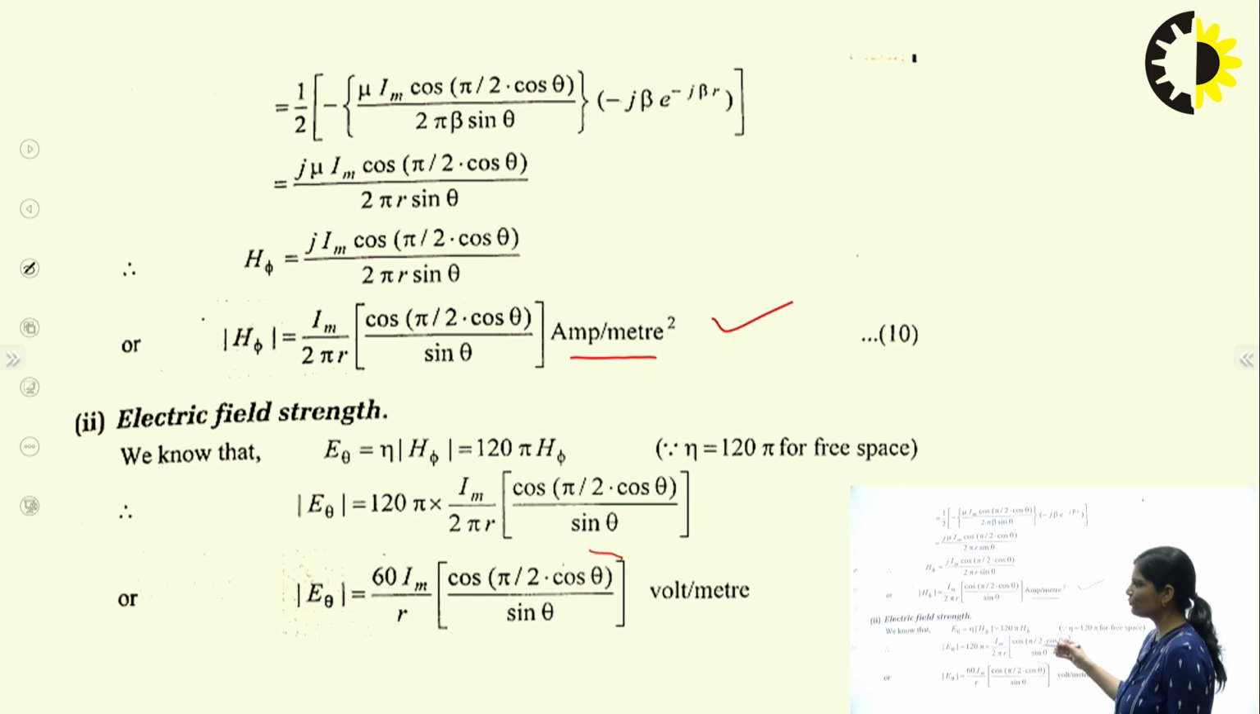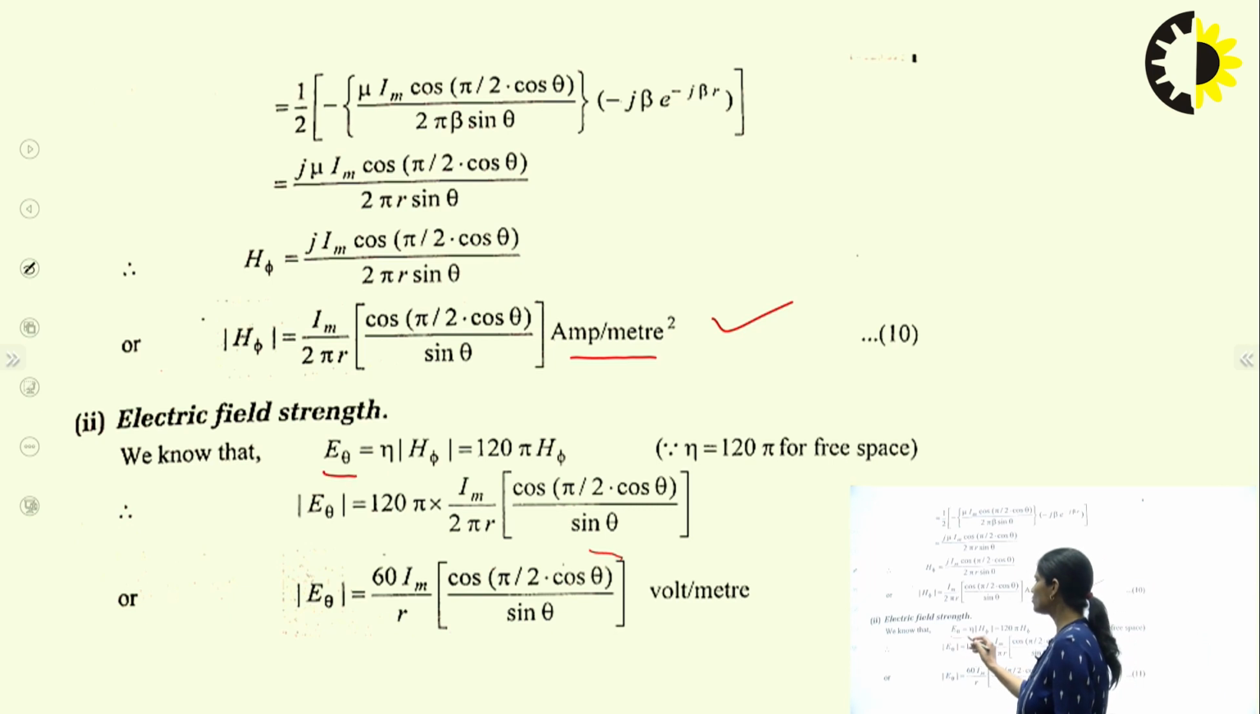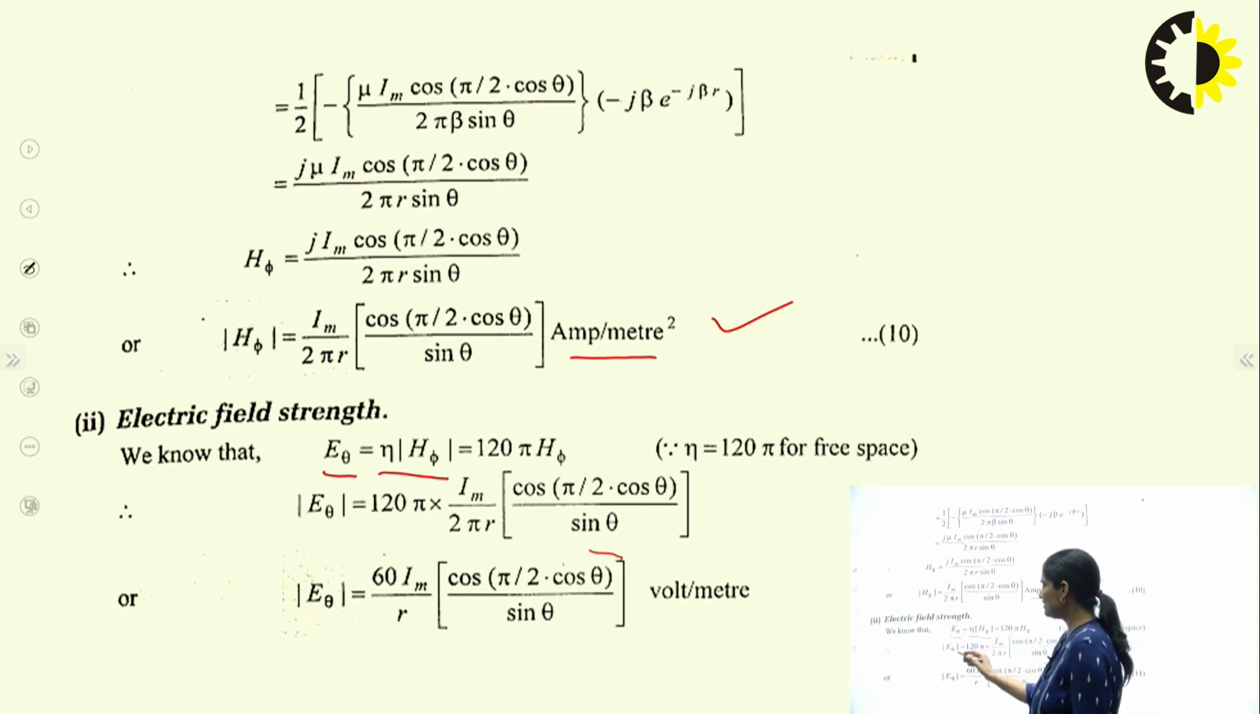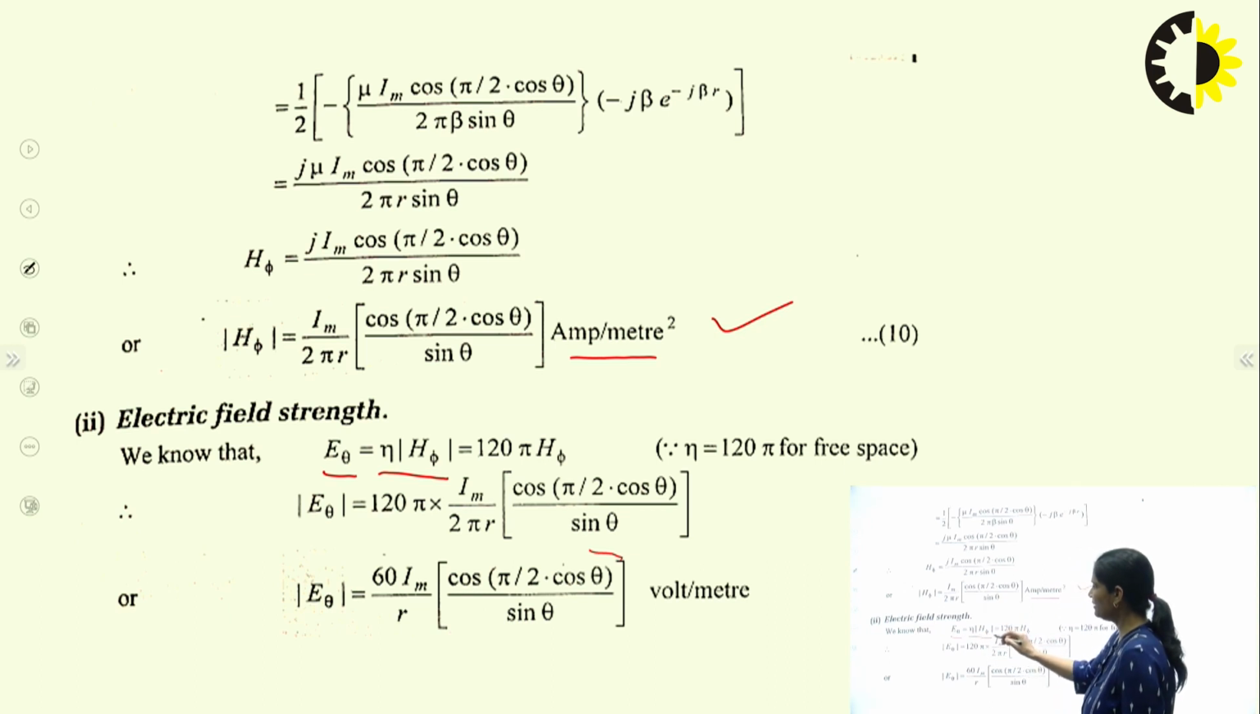Now you have to find the electric field also. So how can you find the electric field? E theta is equal to eta H phi. H phi is already calculated here, so you can put this value and find it. So E theta is equal to what? Eta, you all know, so you can put the value: E theta is equal to eta H phi.